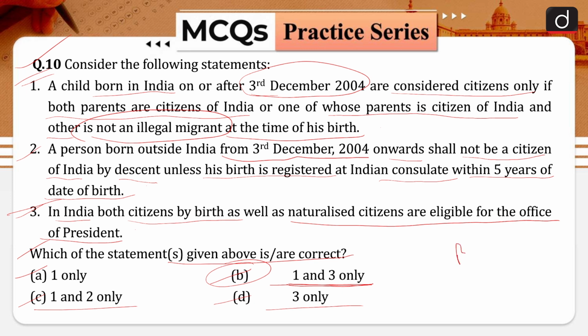Acquisition of citizenship by birth states that a person born in India on or after 26 January 1950 but before 1st July 1987 is a citizen of India by birth irrespective of the nationality of his parents. Then it states that a person born in India on or after 1st July 1987 is considered a citizen of India only if either of his parents is a citizen of India at the time of his birth. And those born in India on and after 3rd December 2004 are considered citizens only if both parents are citizens of India, or one of whose parents is a citizen of India and the other is not an illegal migrant at the time of his birth, and that is why your statement number 1 is correct.